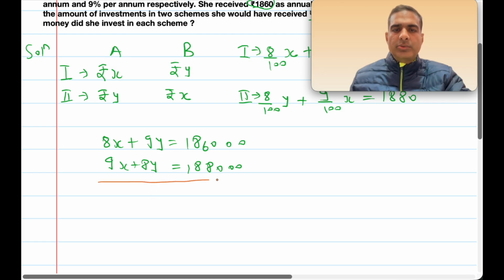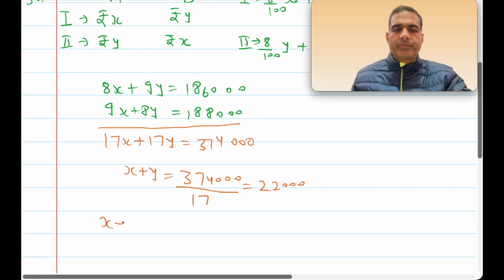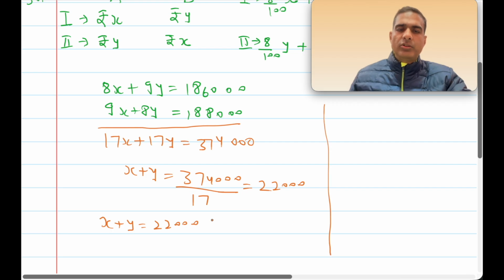So if I add both the equations, I will get 17x plus 17y is equal to 374,000. Now 17 is common in both, so I can write x plus y is equal to 374,000 divided by 17. So that will be 22,000. So x plus y, we got 22,000. We have to find out the value of x plus y. Now, if we can find out the value of x minus y also, then our work will become easier.